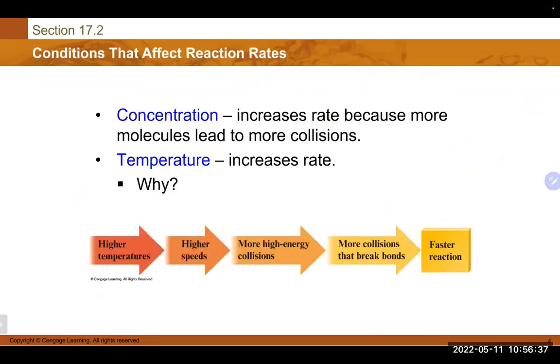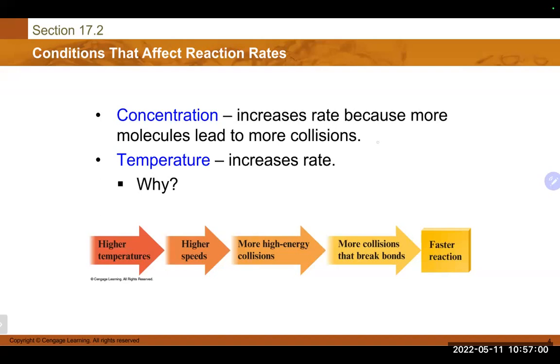Obviously, the opposite would be true. If you lowered the temperature, you would remove a lot of energy from the system. People would be moving around slower. When they do collide, they may not have the right amount of energy for a reaction to take place. And you would see a slower rate of reaction.